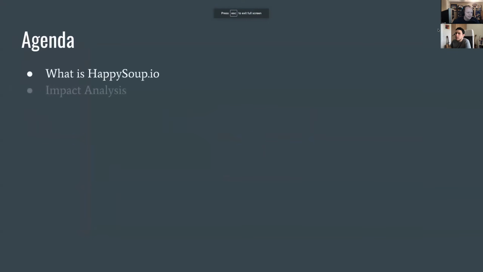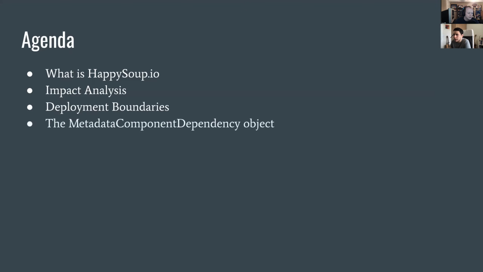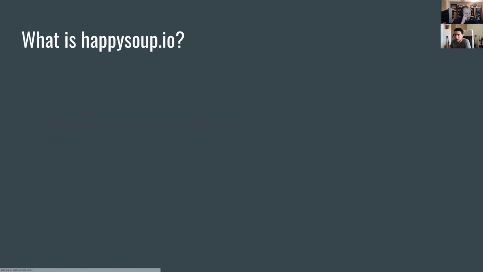So just a quick agenda. I'll explain what Happy Soup is, just because we started talking about it, but maybe some people haven't used it. And then I'll give a very quick overview about what impact analysis is and why it's important, which is one of the main reasons Happy Soup exists. Then I'd like to explain a new concept that Happy Soup introduces to the Salesforce ecosystem called deployment boundaries. And then when it comes to the architecture, the most important part is to understand the metadata component dependency object, which is an object of the tooling API. And then I'll give a quick overview of the high level architecture.